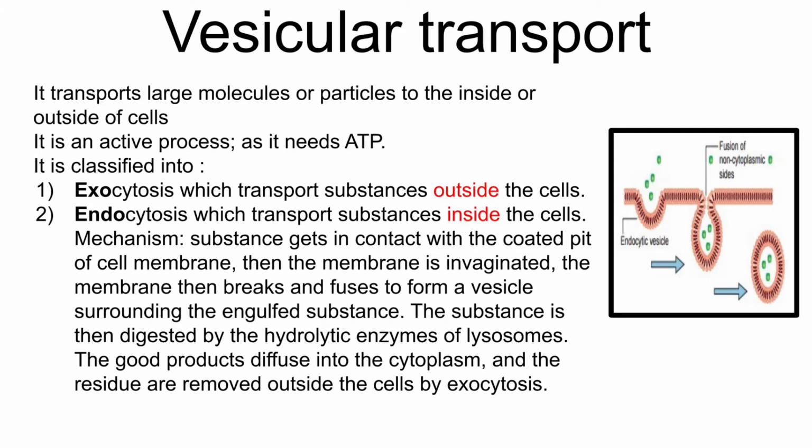Here's the mechanism. Substances get in contact with the coated pit of cell membrane. Then the membrane is invaginated. The membrane then breaks and fuses to form a vesicle surrounding the engulfed substance. The substance is then digested by the hydrolytic enzymes of lysosomes. The good products diffuse into the cytoplasm, and the residue is removed outside the cells by exocytosis.